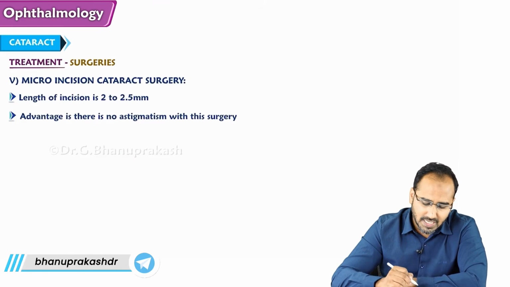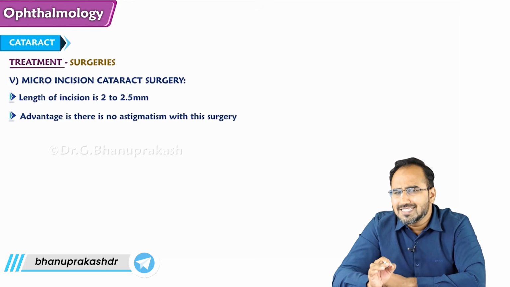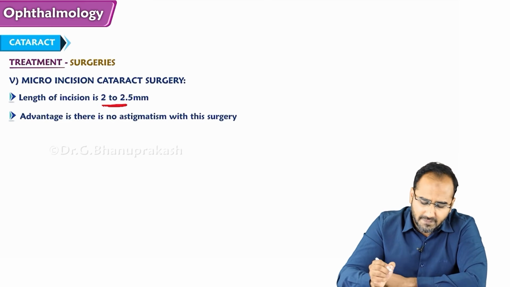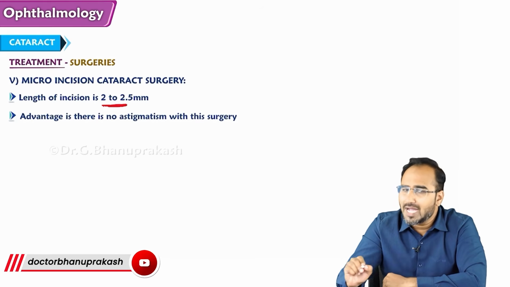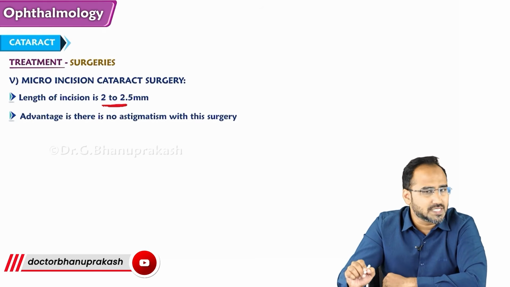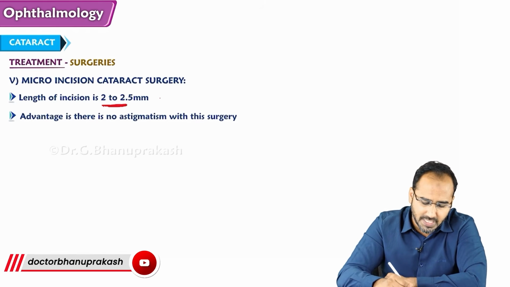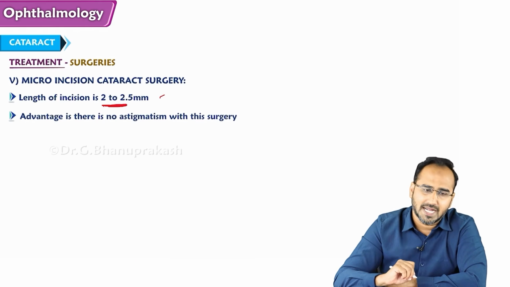The last surgery is micro-incisional cataract surgery. In micro-incisional, the length of incision is 2 to 2.5 mm. The advantage is that there is no wound-related astigmatism associated with this surgery. That is called micro-incisional cataract surgery.